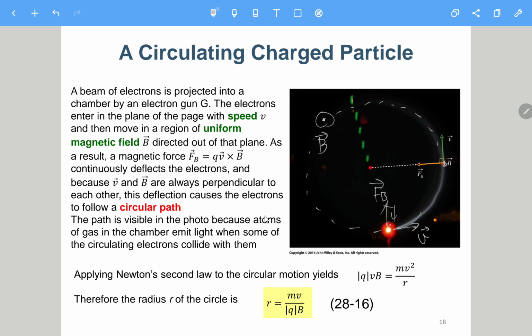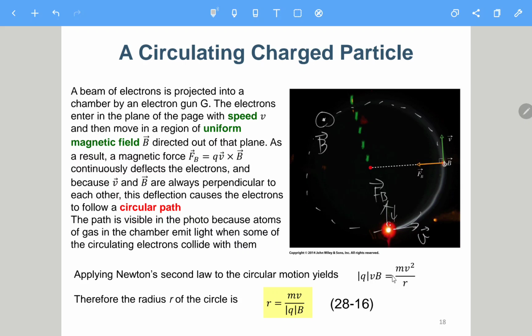And then, of course, FB should have a magnitude, Q times V times B. Here we already know that V and B are perpendicular to each other, so we don't have the sine of phi, or sine of phi is 1. So on the left side, we only have Q times V times B. Of course, Q is E because it is an electron.